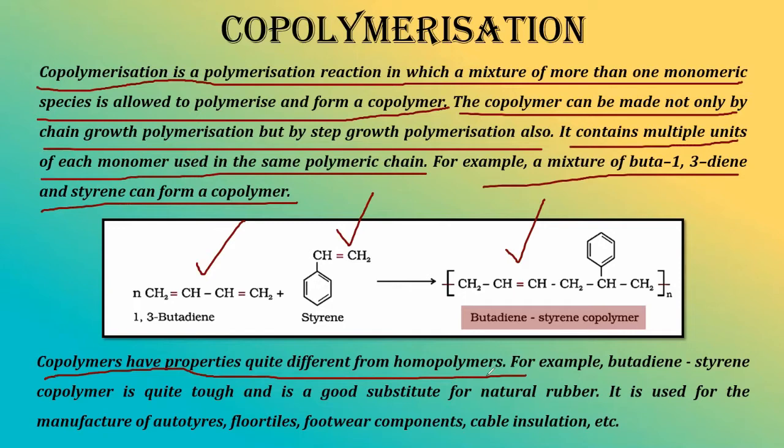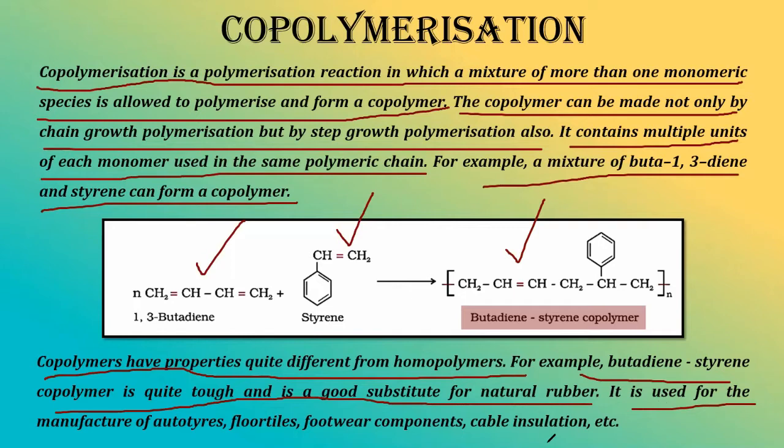Okay, for example, butadiene styrene copolymer is quite tough and is a good substitute for natural rubber. Yes, butadiene styrene copolymer is actually synthetic rubber. Do you remember what is butadiene styrene polymer? In the last lecture it was declared as an example of a synthetic polymer. This is BuNa-S. Another compound is BuNa-N, and for that the monomers are 1,3-butadiene and acrylonitrile.